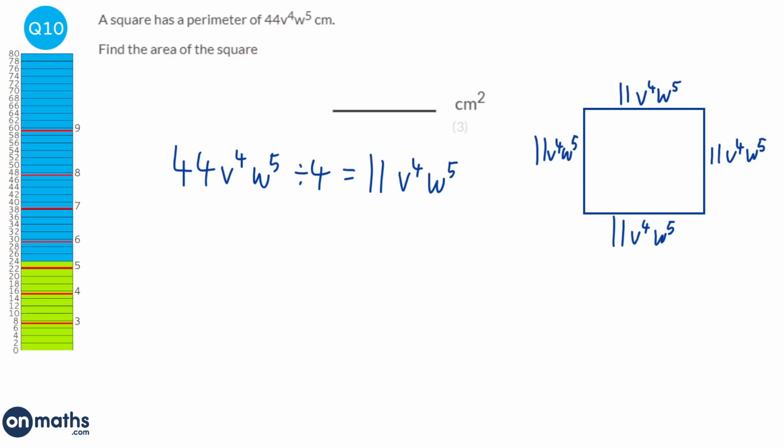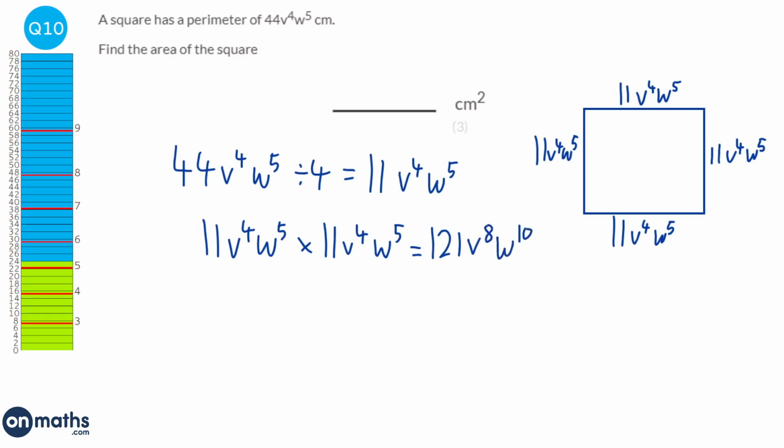And to work out what the area is, we obviously are going to square that. So we're going to do 11 v to the power 4 w to the power 5, and we're going to just times it by itself, which is what squaring means. Okay, so we're going to times the 11s together, so that's going to be 121. Going to times the v to the power 4s together, and remember with indices, if you times two powers of the same base, and they're both v, then we just add the powers together, so that'd be 8. And we're going to add the w to the power 5s together, so that makes 10. So it's 121 v to the power of 8, w to the power of 10.